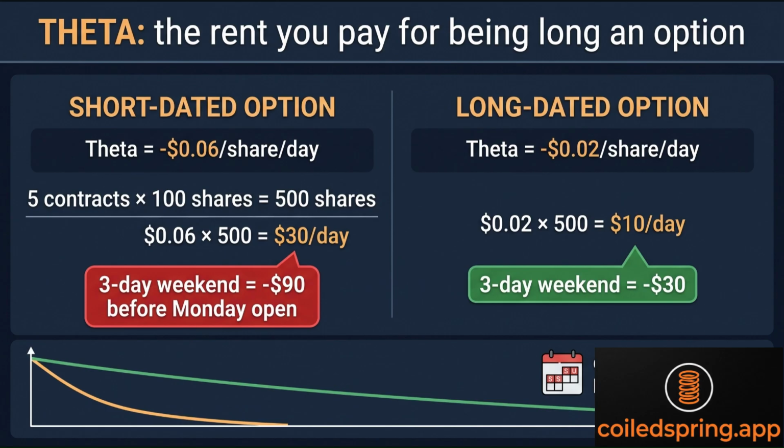Now compare that to a long-dated option, same number of contracts, same stock, but with a theta of only minus $0.02 per share per day. 2 cents times 500 equals $10 per day. Same 3-day weekend costs you $30 instead of $90. 3 times cheaper to hold. Over a month, the short-dated position costs you roughly $900 in theta. The long-dated position costs $300. Over 6 months, the difference compounds into thousands of dollars, and the long-dated option still has plenty of life left on it. This is not a trivial difference.